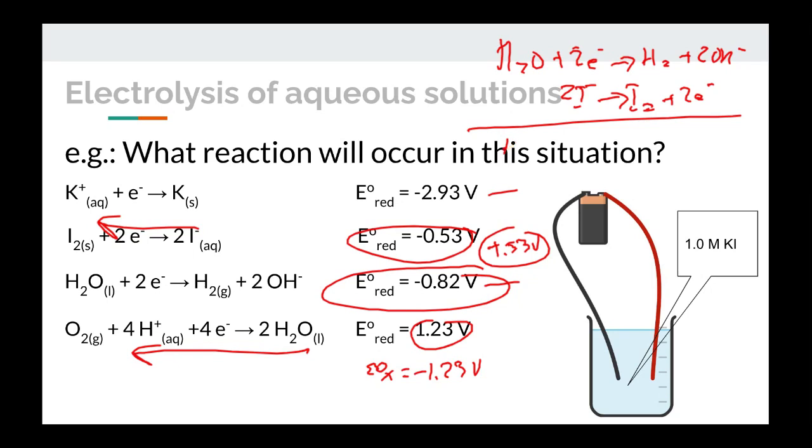So the overall reaction is going to be H2O plus 2I- will make H2 plus I2 plus 2OH-.